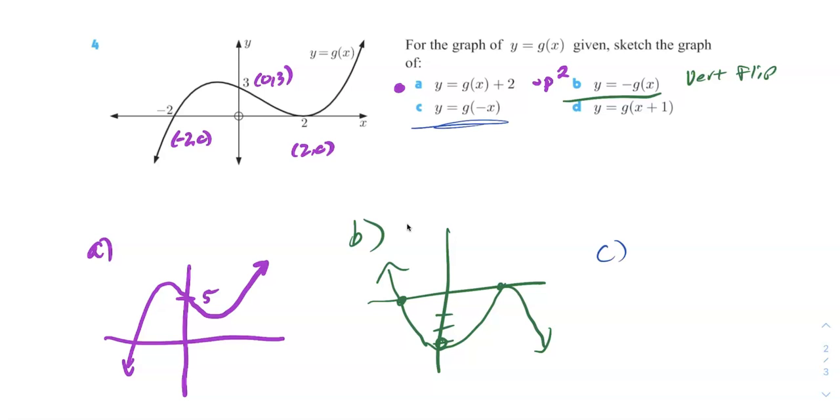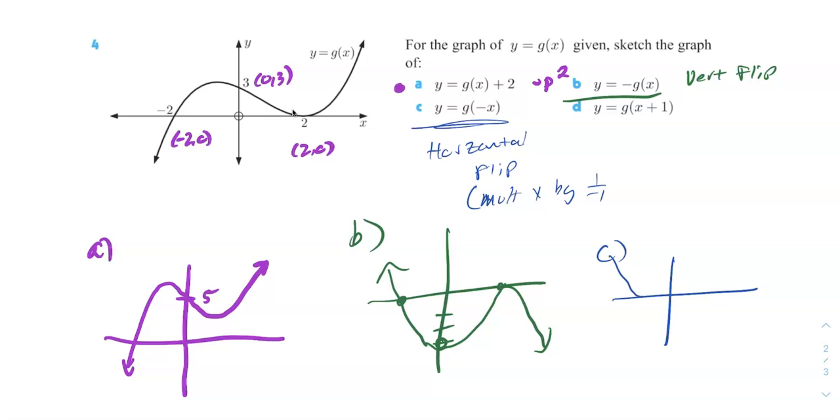C. Negative on the inside now. So this is a horizontal flip. Or another way to think about it is multiply your x values, since it's on the inside, by 1 over -1, or just -1. So you kind of flip it this way. So it's going to look kind of like this. Right, so you flipped it left and right. So you flip it across and you look at something like that. Right, notice how it bounces off the 2 and over here bounces off the -2.